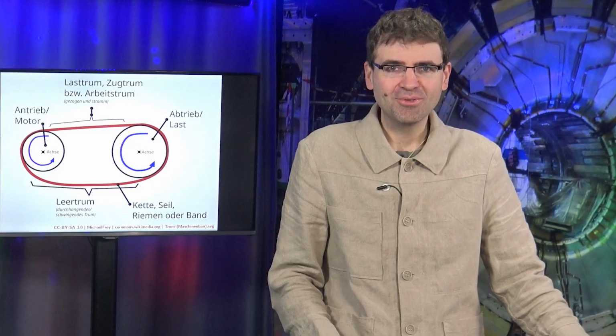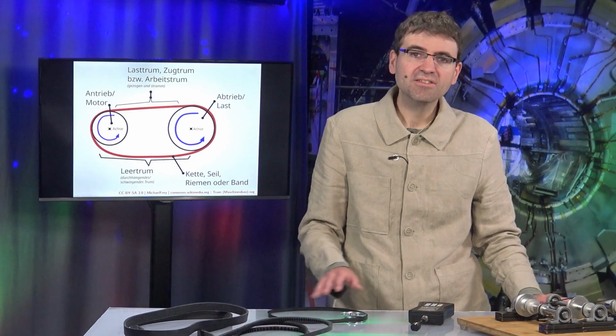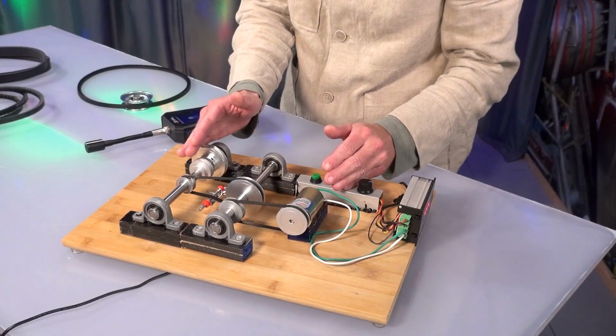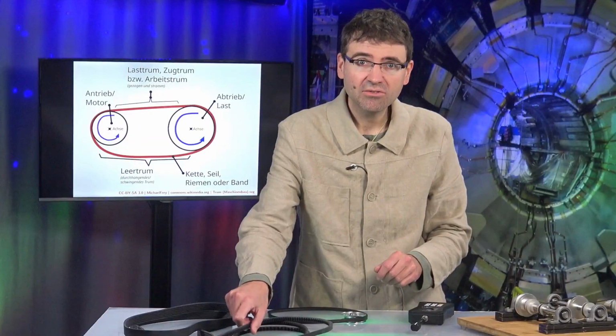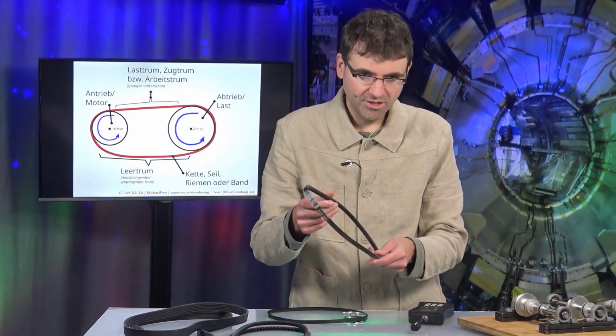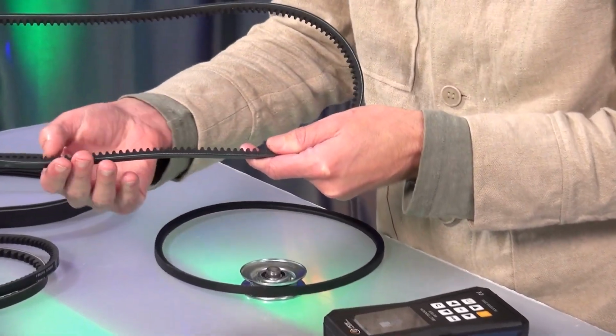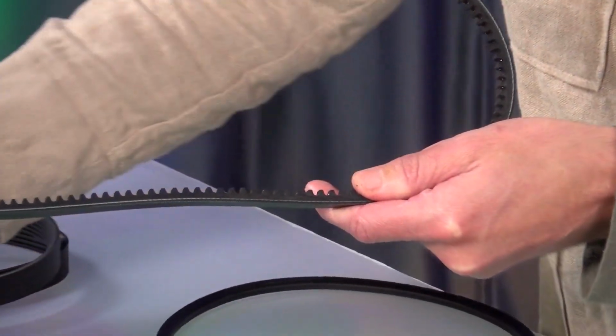Hello and welcome. Modern belt tension measuring devices are naturally capable of measuring not only small demonstration models like these here, but also belts as they are normally used in industry. And we can look at such belts here. So we have very clearly pronounced teeth here.